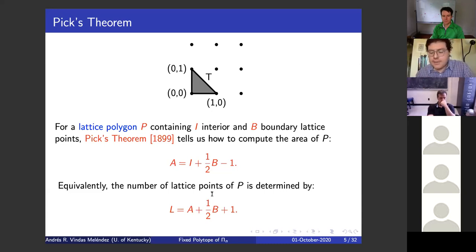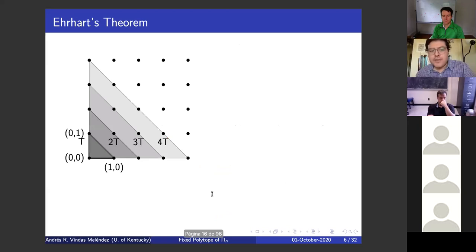But to resolve this, we can think about dilations of the polytope. Here we're going to dilate the triangle by integral dilations. So here I have 2t, 3t, and 4t, right? But it continues on and on. So the question is, can we enumerate the lattice points in the dilations of these polytopes? And the answer is yes, right?